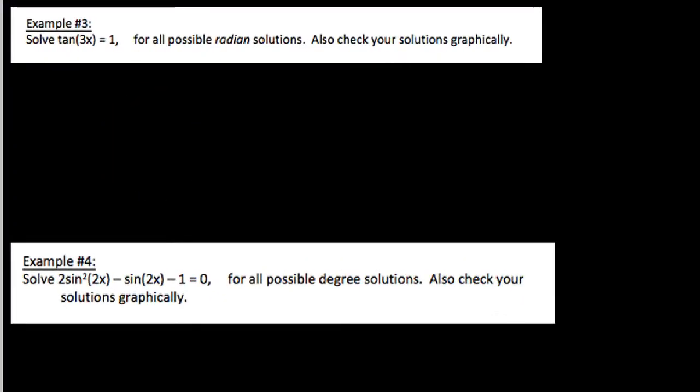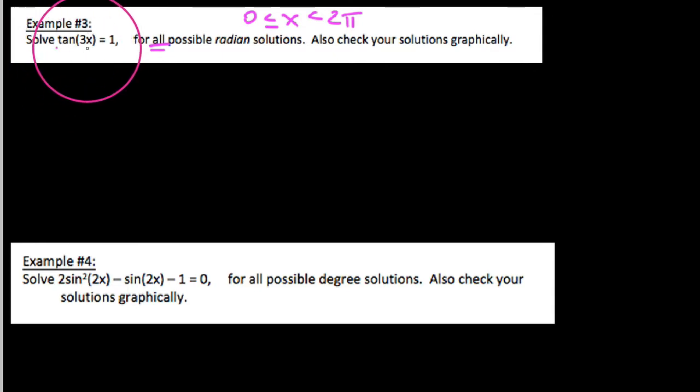We're going to be solving more trig equations in this video involving multiple angles, okay? Starting with this one up here, it says solve the equation tangent of 3x equals 1 for all possible radian solutions. So all possible solutions, not just between 0 and 2 pi, but every single one. And also check this graphically. So let's go ahead and take a look at what we want to do here.